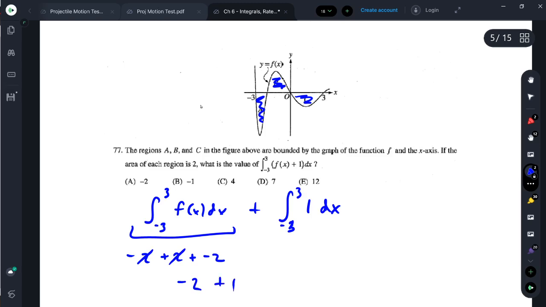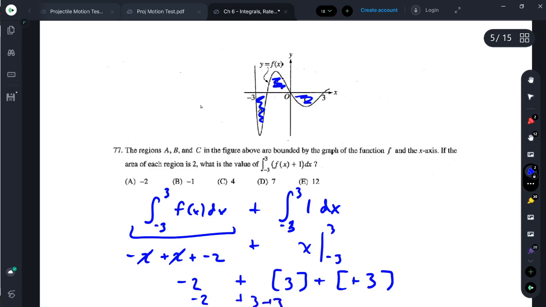And so they'll get -2 for that area. And then they'll just add 1 and they'll circle choice B. But that's not correct. This 1 is inside the integral, which means we're not adding 1, we're adding the integral from -3 to 3 of 1. So what we need to do there is take the antiderivative, that's going to be x from -3 to 3. And that's going to be 3 minus -3. All right, so that's going to be -2 plus 3 plus another 3. That's 6. 6 minus 2 is 4.